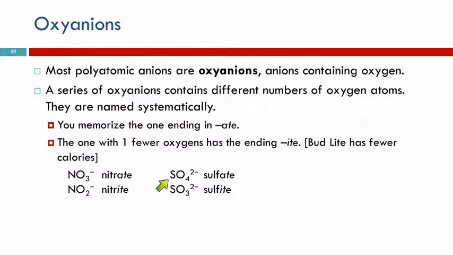Here's sulfate. Sulfate is SO4, 2 minus. The ate does not tell us that it's 3 oxygens or 4 oxygens or whatever. You have to memorize that because it's different for different ones. You memorize that sulfate is SO4 2 minus. Then sulfite is the light version. It has one less oxygen. So sulfite is SO3 2 minus.